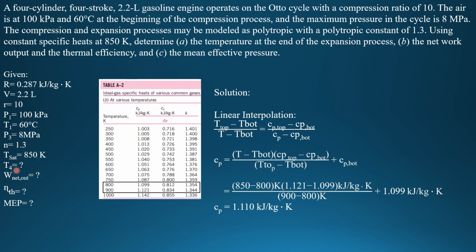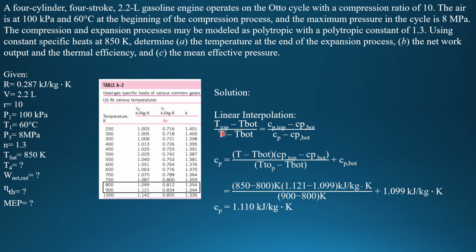the temperature at state 4, the work output, the thermal efficiency, and the mean effective pressure. So here, to find our constant pressure specific heat, we will be using the linear interpolation.